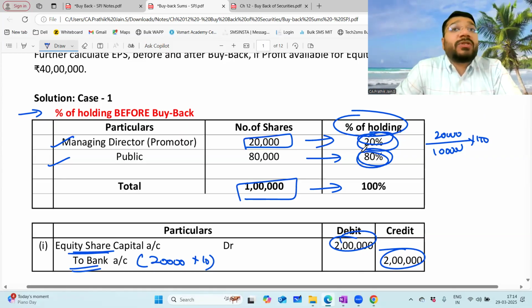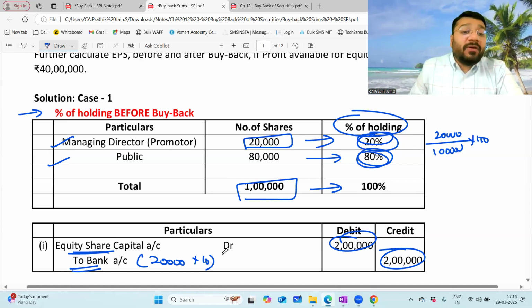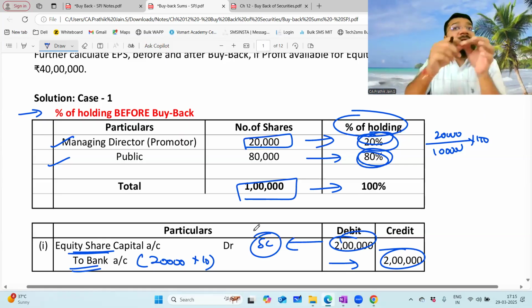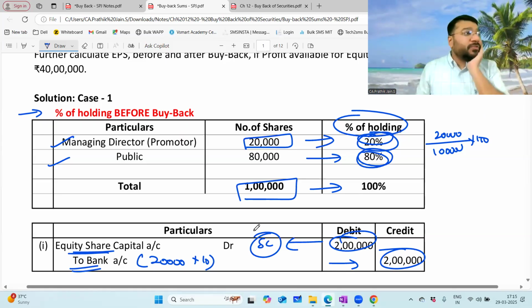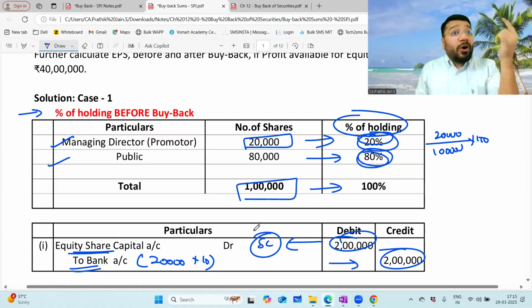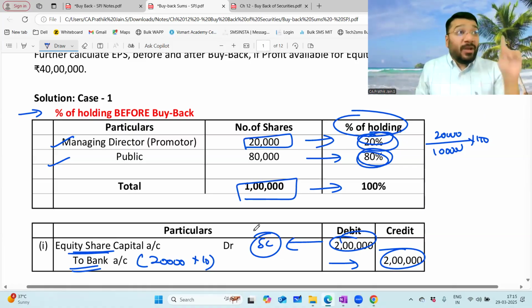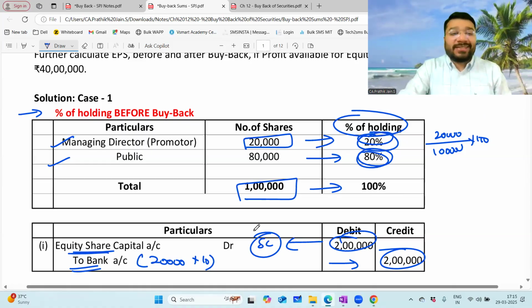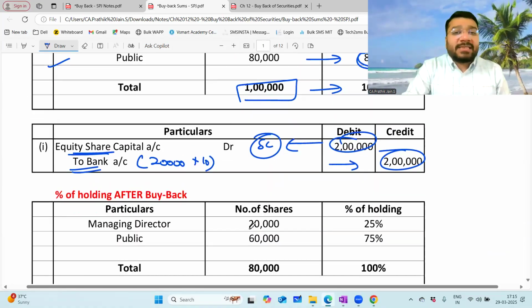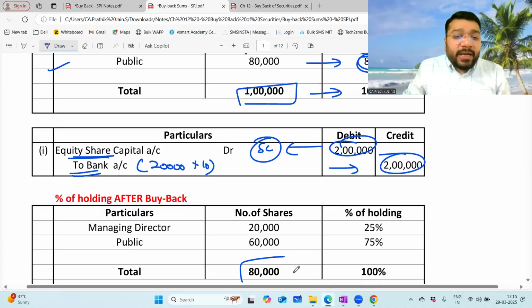Buyback means the process of cancellation of the shares. What does cancellation of the share mean? I'm paying this 2 lakh rupees to the general public. In return, they are giving me a share certificate, which I'll tear and throw away. So now tell me, what is the total number of shares of the company now? Still 1 lakh shares, or reduced to 80,000 shares? Yes, the number of shares has now reduced from 1 lakh to 80,000.